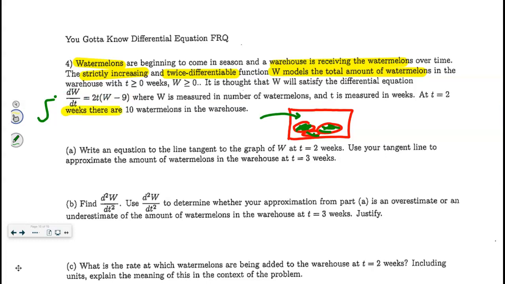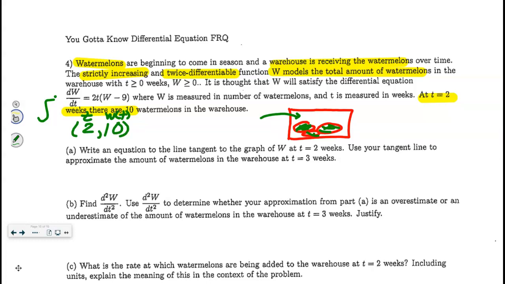Then they give me an initial condition. That leads me to believe I'll probably be solving this and have to find k, or I'm going to do an equation of a tangent line. I haven't read this since last year, so I'm telling you what I think as I read the stem. So I'm going to write that point down so I know that I have it. This would be t. This would be the number of watermelons at that time.